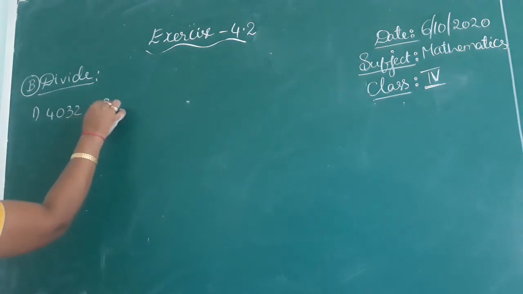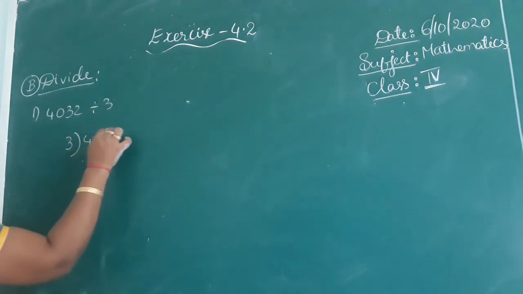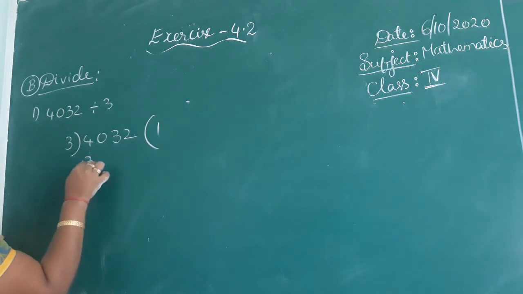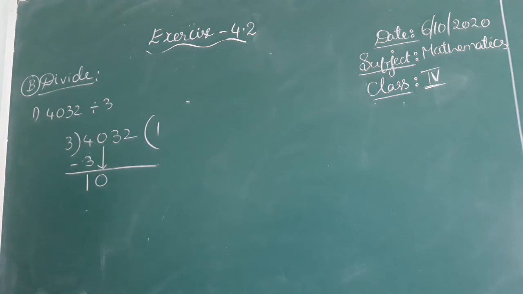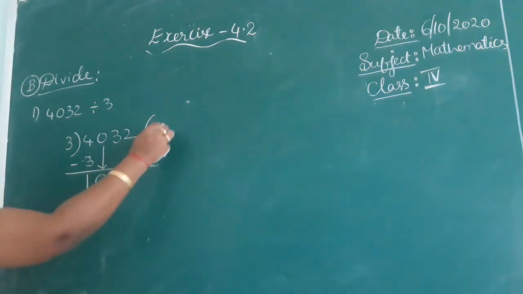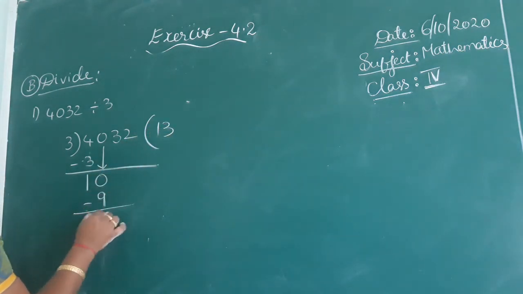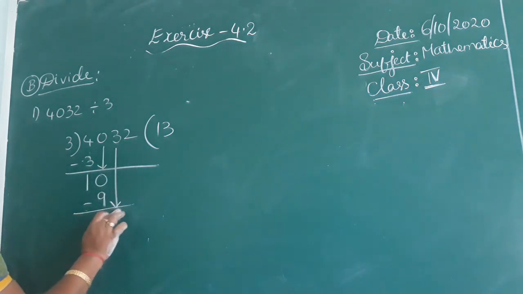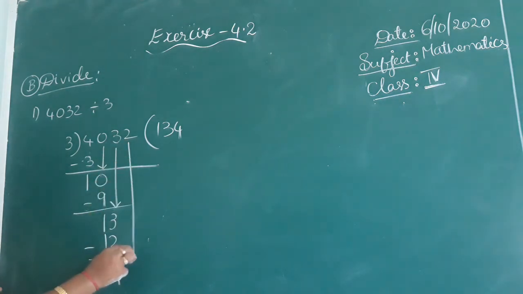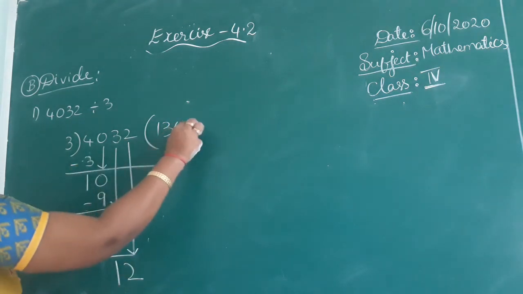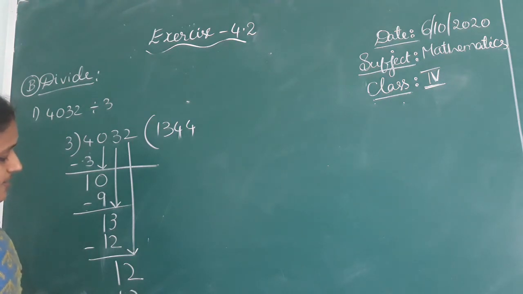4032 divided by 3. 3 divides 4032. 3 ones are 3, remainder 1. Now drop down 0. Now it is 10. Yes or not? 3 table 10. 3 threes 9. Remainder 1. Now drop down 3. 13 in 3 table. 3 fours 12. Remainder 1. Now drop down 2, it is 12. 3 table 12. 3 fours 12. Remainder 0. Okay, see the next one.